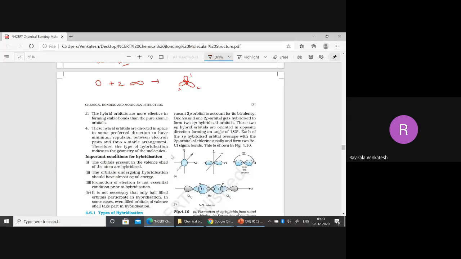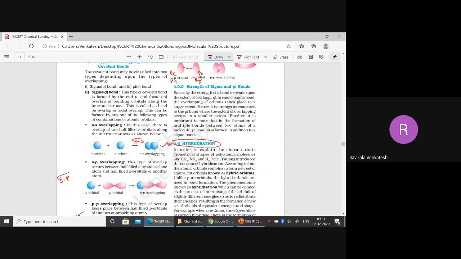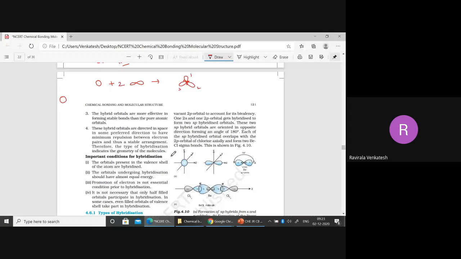Next, third one: hybrid orbitals are more effective in forming stable bonds when you compare to pure orbitals. If you take a simple s orbital, it is actually very less effective. S and S overlap, S and P overlap; these are simple pure atomic orbitals, and this is very less effective. When you take hybrid orbitals, they are more effective. That means hybridization will give more, strong overlapping and will form stable bonds, compared with atomic orbitals.